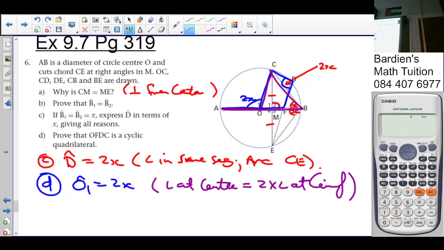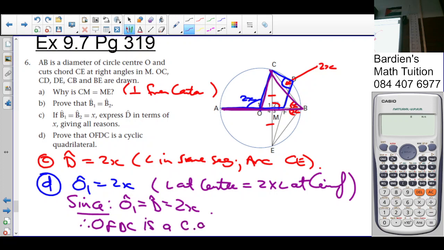So, is that not enough? We can state the obvious now. So we say since O1 is equal to angle D, which is equal to 2x, therefore, we answer the question: OFDC is a cyclic quad. Why? Because the exterior angle equals the interior opposite angle.